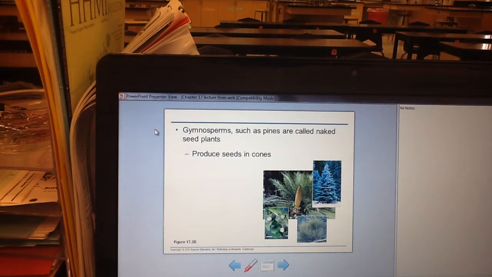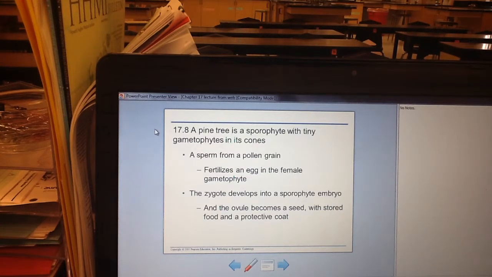These are the earliest ones. These are your pine cone trees, or your pine trees. The reason they're called gymnosperms is because they have a naked seed. Their seeds are found in the cones, hence pine cones. Now, a pine tree is actually the sporophyte generation. So it's this ginormous structure that can be hundreds of feet tall that is the sporophyte generation. On that sporophyte generation, you'll see the gametophyte. The gametophyte is inside of the pine cones.